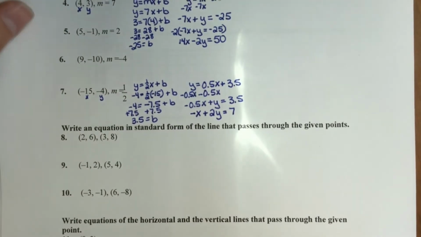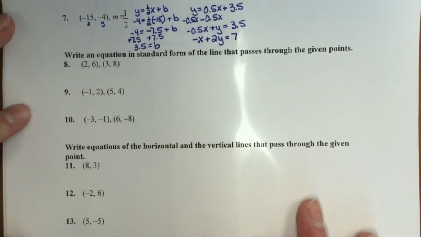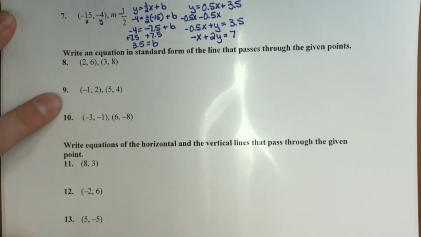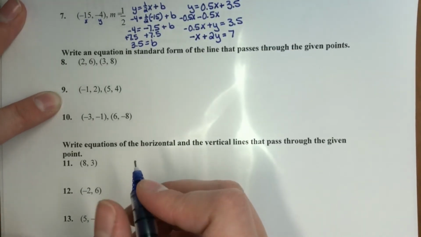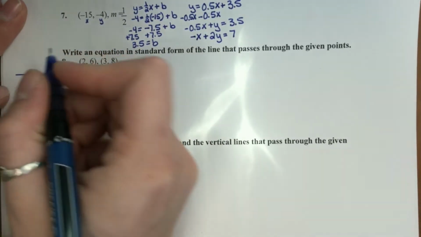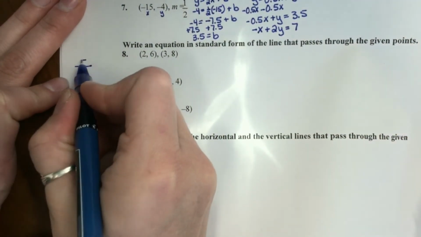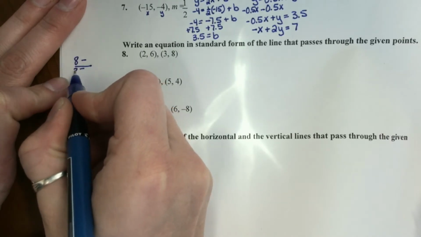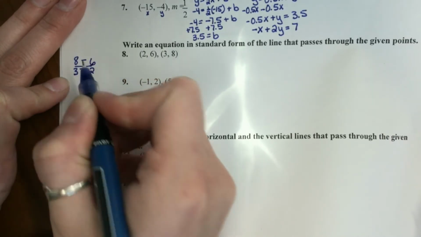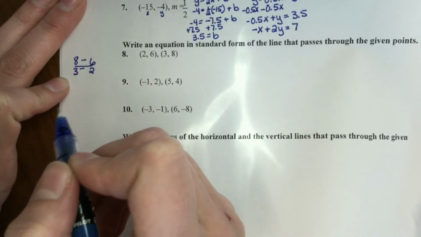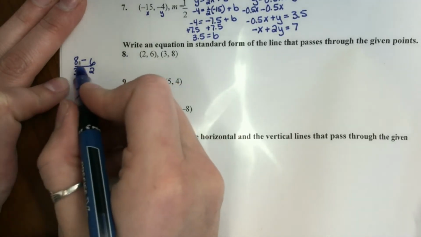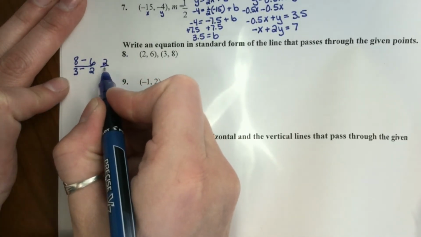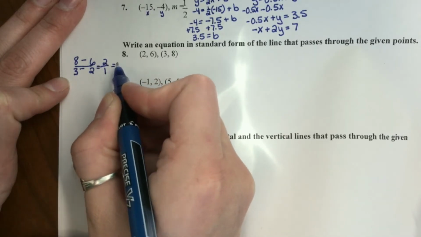Okay, we want to write an equation in standard form that passes through the given points. Again, I'm going to start with slope-intercept form, okay, to get to my ax plus by equals c. So I'm going to start with slope. Eight, 3, 6, 2. Again, y is on top, x is on bottom. Keep the points together. 8 and 3, 6 and 2. Okay, 8 minus 6 is 2, 3 minus 2 is 1, so it's 2 over 1, which is 2.